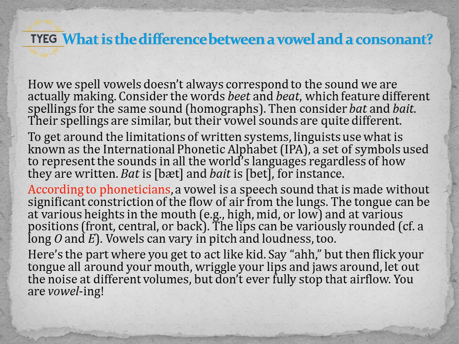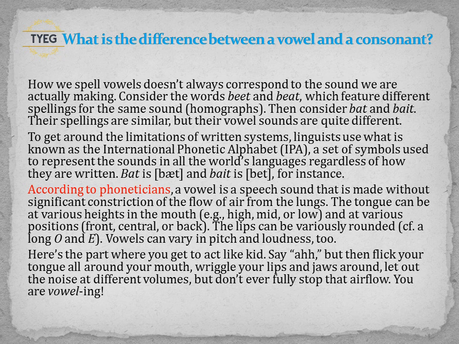To get around the limitations of written systems, linguists use what is known as the International Phonetic Alphabet, IPA. A set of symbols used to represent the sounds in all the world's languages regardless of how they are written. Bat is, bet, and bait is, bet, for instance.